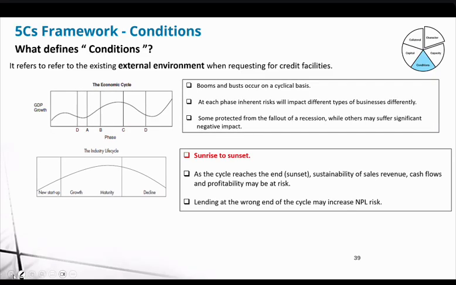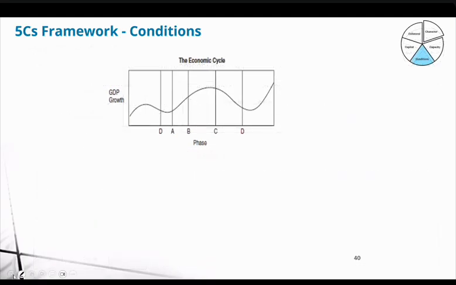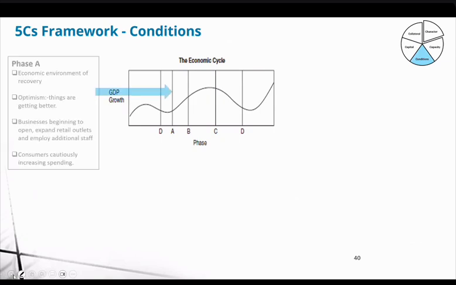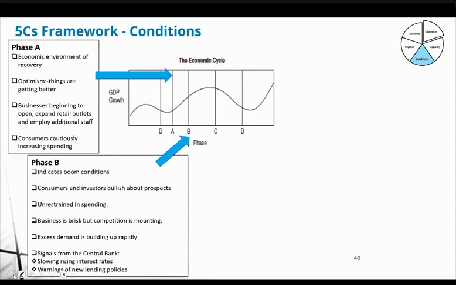So they talk about 3 cycles: economic cycle, industry life cycle, and product life cycle. In the economic cycle, they talk about 4 phases. First phase is the recovery. Things are getting better. Consumers are cautiously increasing spending and businesses begin to open. Phase B is what they call the boom condition. Consumers are bullish. They're unrestrained in spending. Business is brisk, but competition is mounting and excess demand is building rapidly. And signals from the central bank show interest rates slowly rising and warnings of new lending policies.